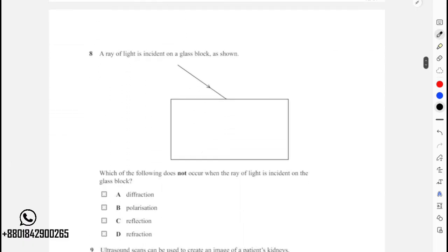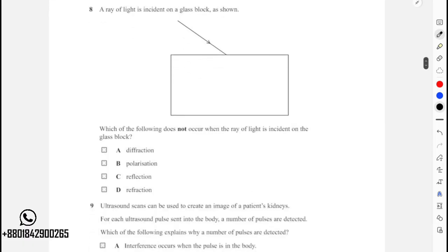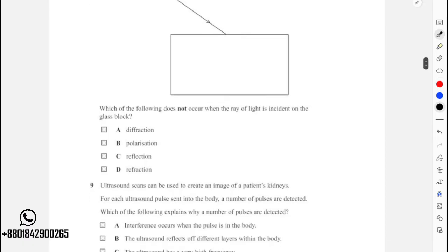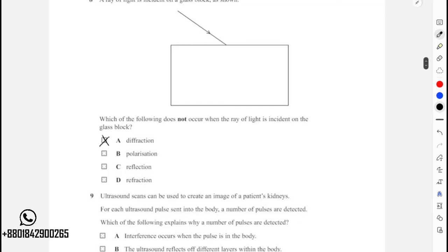Moving on, a ray of light is incident on the glass block as shown. Which of the following does not occur when the ray of light is incident on the glass block? Reflection occurs, refraction occurs, reflected ray is polarized. So B, C, D, they all are going to occur in this kind of situation. Only diffraction cannot occur because light is not traveling through a gap over here, right? So yeah, this is the correct answer. Always remember from this that the reflected ray is actually a polarized ray. So that means obviously polarization is also occurring for this kind of diagram, right?